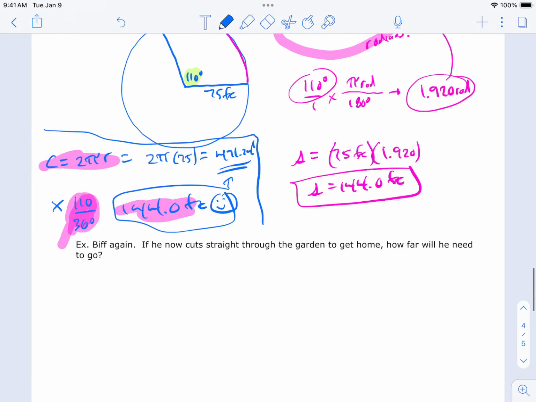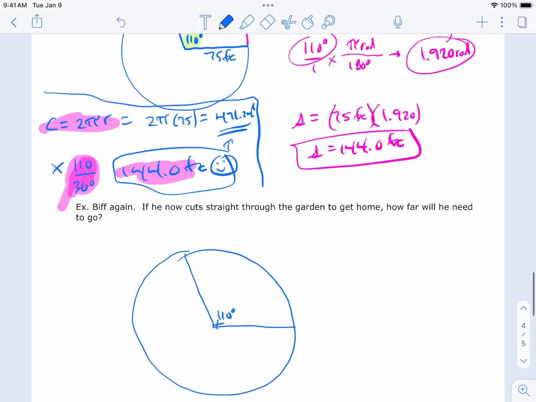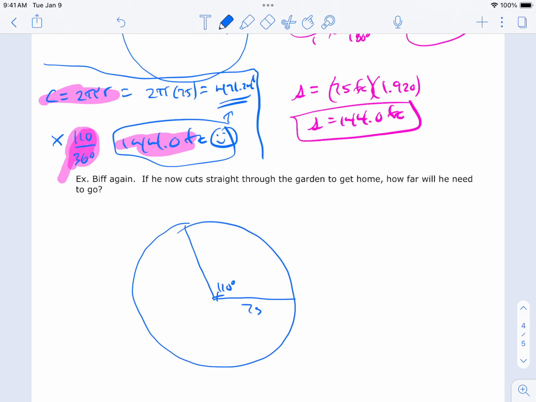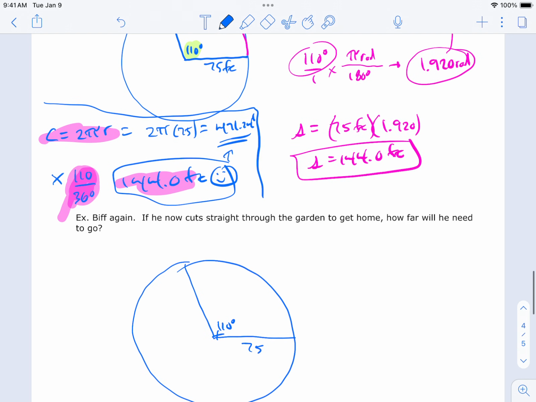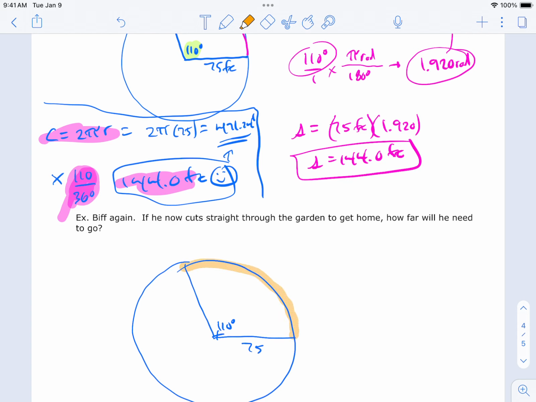So the situation was, we had this circular garden, and he had walked 110 degrees around it, so we can kind of mark out 110 degrees like this. We figured out the arc length already, but we're not being asked that this time. What we're saying is, okay, Biff has walked 110 degrees from here to here, and now he cuts straight through the garden to get home. In other words, he goes like this. So how far is that? What's the length of that line? That's the question now. So let me draw that line.